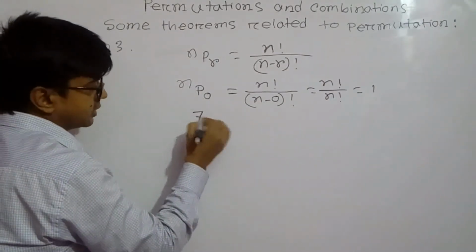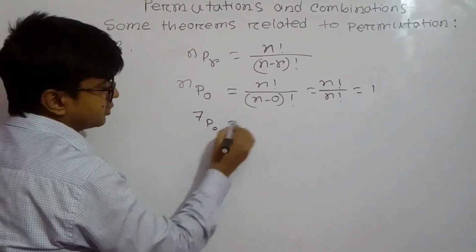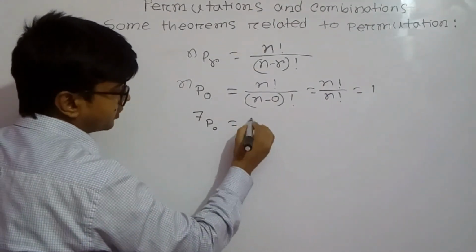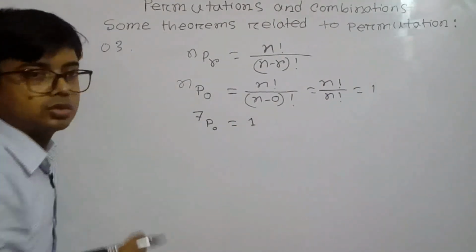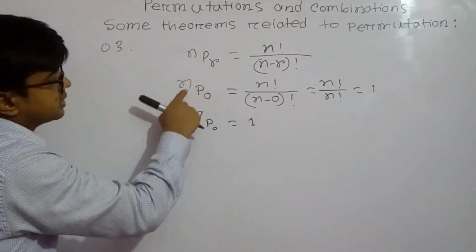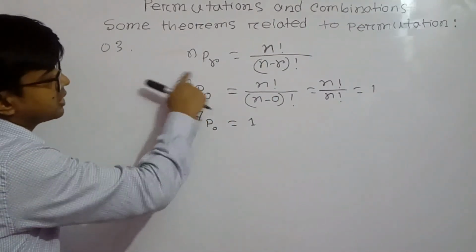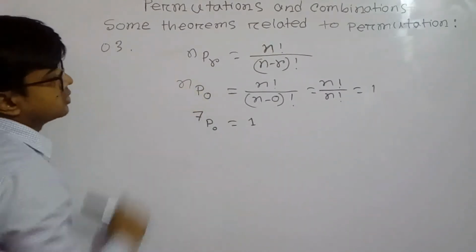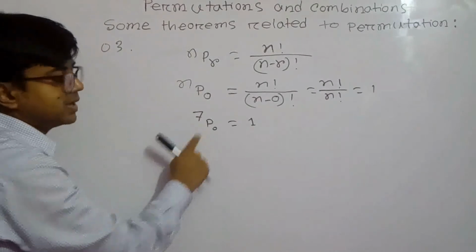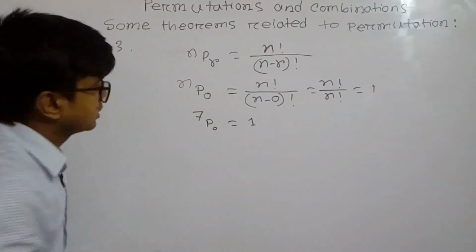Suppose here 7P0, our answer will be 1. So if r equals to 0 and any value of n, our answer will be 1. Here 7P0 equals 1.